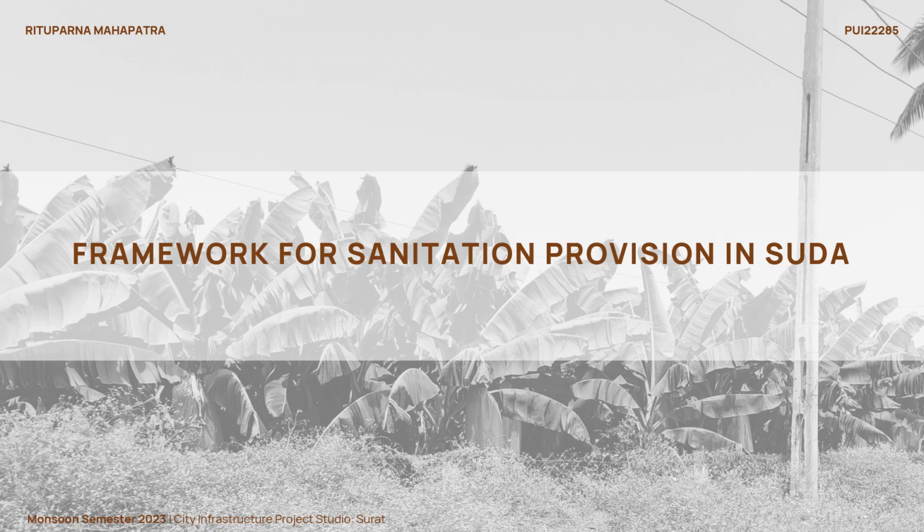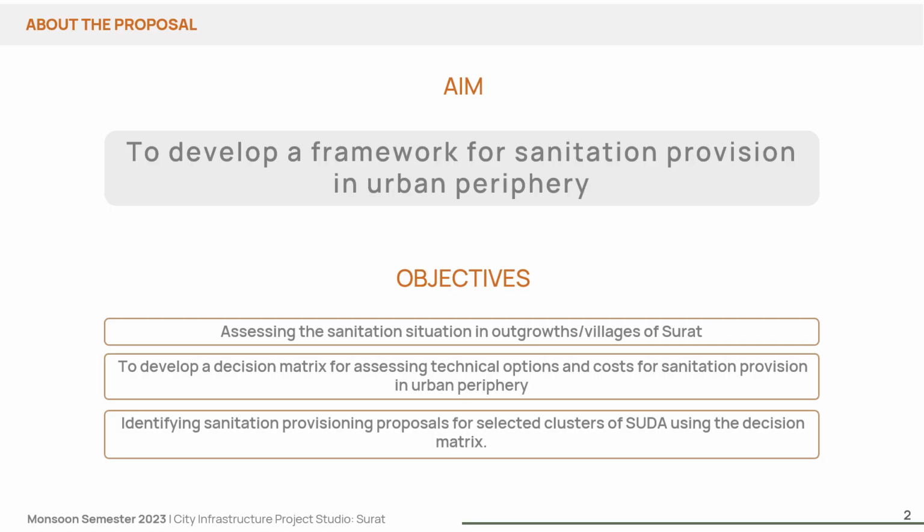Hello, my pilot focuses on the framework for sanitation provision in the urban periphery of Surat, or SUDA. The aim of the proposal is to develop a framework for sanitation provision in urban periphery. The objectives include assessing the sanitation situation in outgrowths, developing a decision matrix for assessing technical options and cost for sanitation provision in urban periphery, and identifying sanitation provision proposals for the selected clusters of SUDA using this matrix.